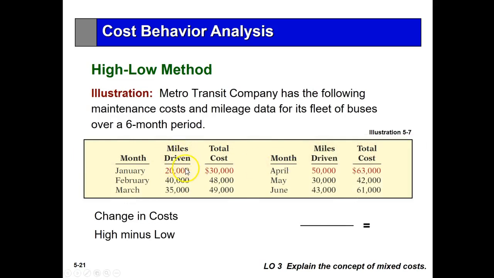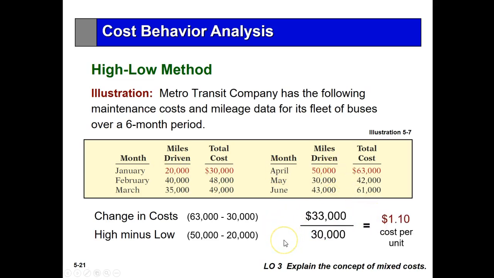An example, here we have miles driven and total costs. You take the low level here, 20,000 miles at $30,000. If I double the activity, the cost did not double, so it's a mixed cost. I take the high level at 50,000 miles, total cost is 63. So the difference between 30 and 63, 33,000, is the variable portion of the total costs, and that varies with the activity. The difference in miles was 30,000. So therefore it varied at $1.10 per unit.